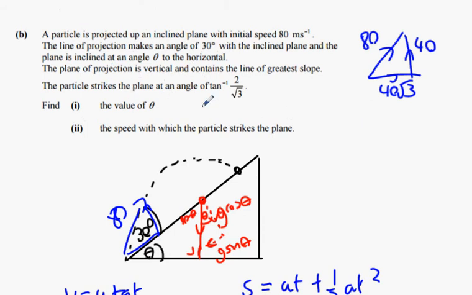The particle strikes the plane at an angle. We're doing a landing angle here, are we? Landing angle. Sorry? Yeah, I'll do that now. So guys, what we're going to be doing is a landing angle. We'll call the landing angle alpha, if you don't mind. So, tan alpha equals 2 over root 3.